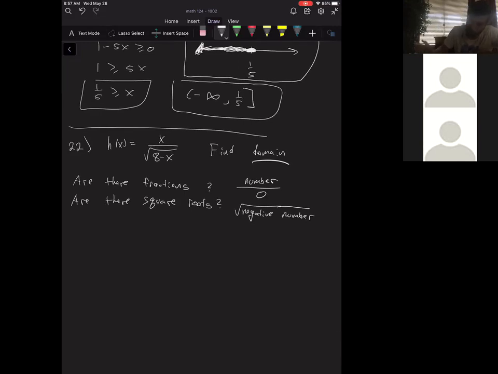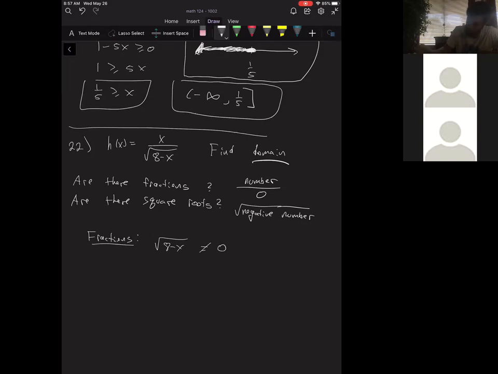So in this problem, we do have fractions and we do have square roots. Let's take care of the fraction bit first. You remember with fractions, the bottom can't be 0. So what's the bottom of our fraction? The top of the fraction is x, and we never care about the top of the fraction. All we care about are the bottoms of fractions. But the bottom of our fraction, square root of 8 minus x, can be an issue. So we can't have the square root of 8 minus x equal to 0.